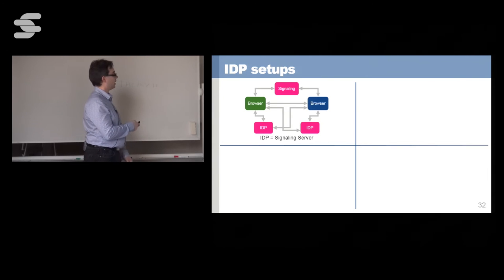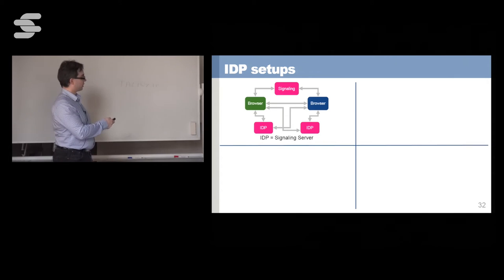Actually, they are the IDP that browsers will interact with. That's the identity that you will also see of the other party you're connecting to. This is a possible setup. And then you're using the IDPs to make sure that your peer-to-peer connection is really end-to-end authenticated, but you're trusting the signaling server to handle all the information about identities.